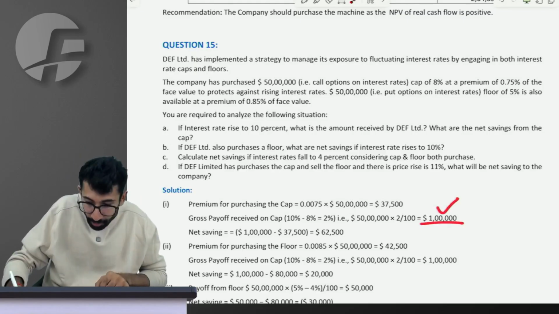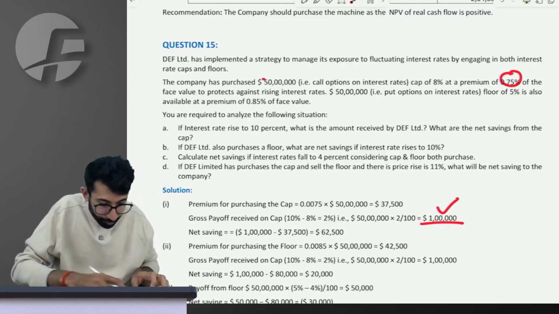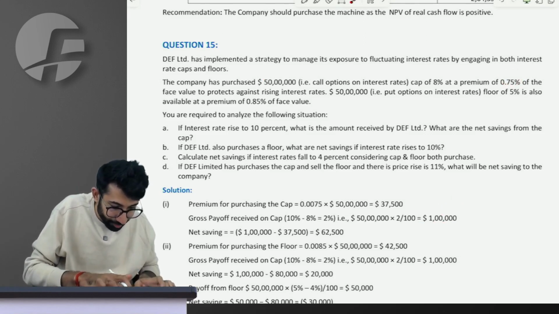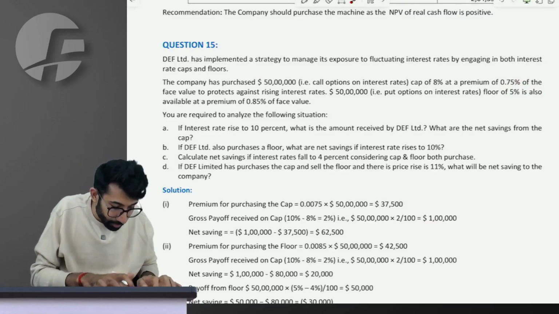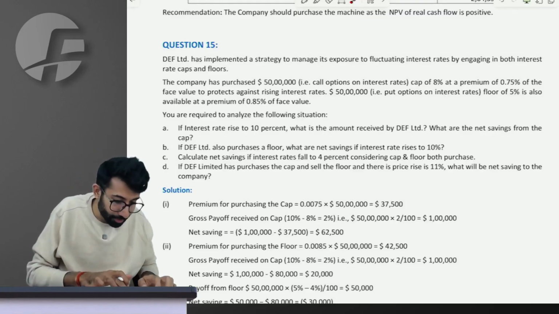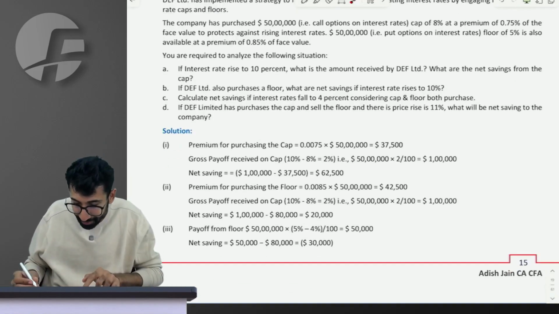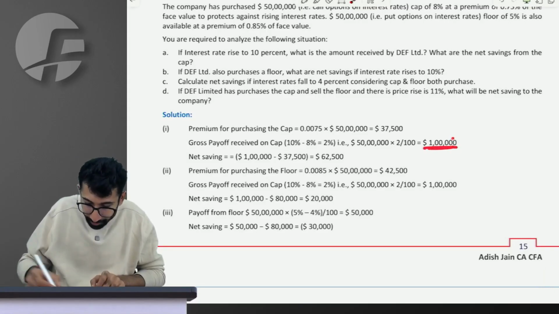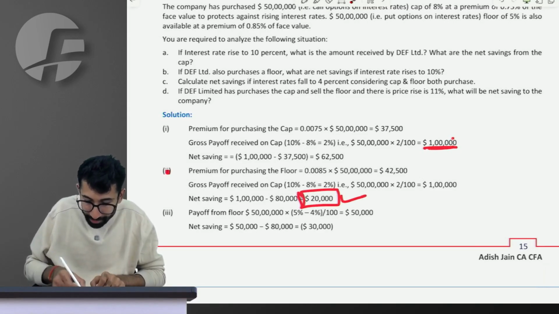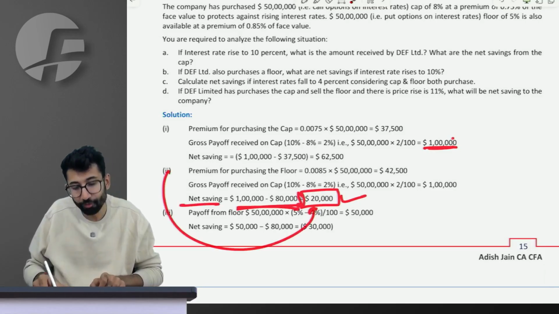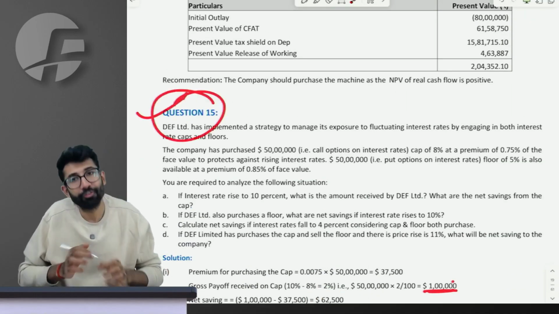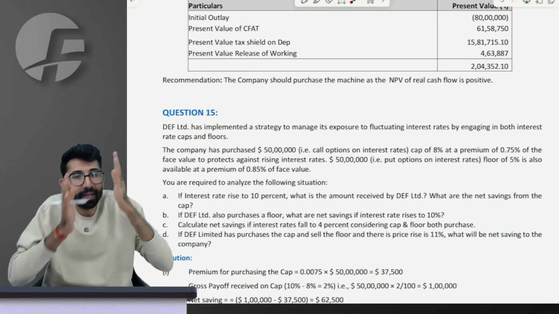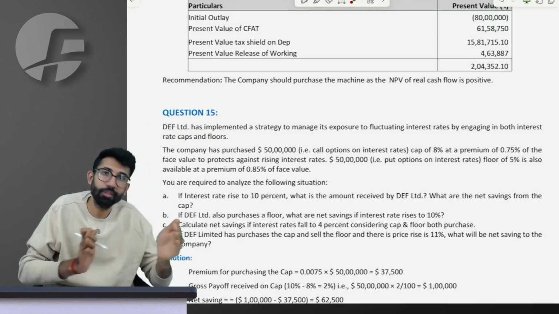Now about the premium. 0.75 being the premium on 50 lakh. So 50 lakhs into 0.75% is 37,500 being the premium of cap and 42,500 being the premium of put, total premium being 80,000. So from 1 lakh, when I deduct 80,000, what I'm left with is just 20,000 of net savings of both the positions, cap and floor. That way, question number 15 is an extremely easy question of simply calculating the net payoff on the settlement date.